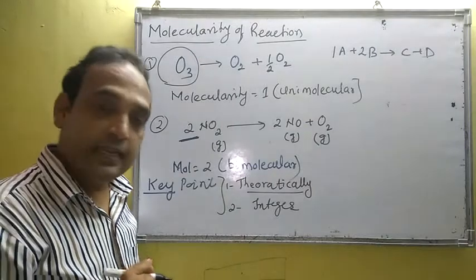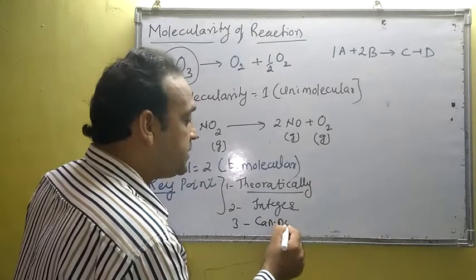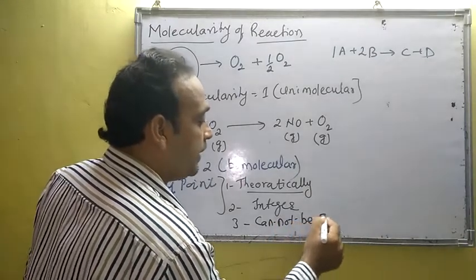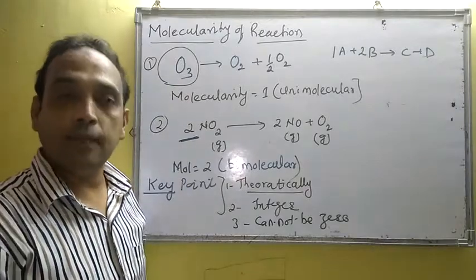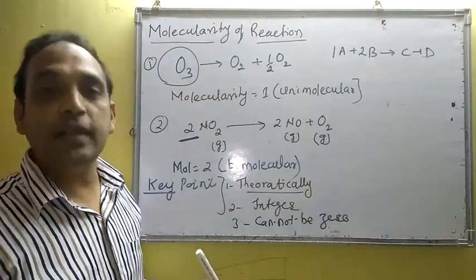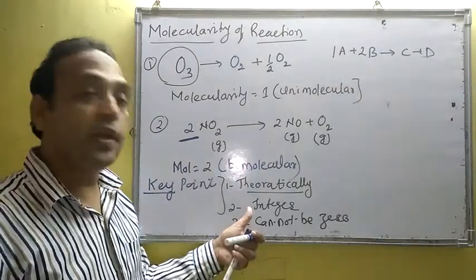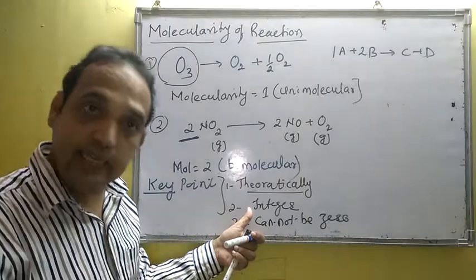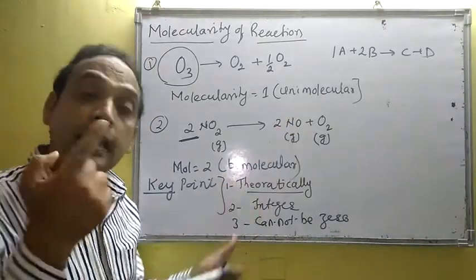Now the third point: molecularity cannot be zero. अब zero का मतलब होता है no reactant. अब अगर reactant नहीं रहा तो reaction होगा क्या? Possible ही नहीं है. Okay, so molecularity cannot be zero. Molecularity is an integer: 1, 2, 3. Molecularity can be calculated theoretically.